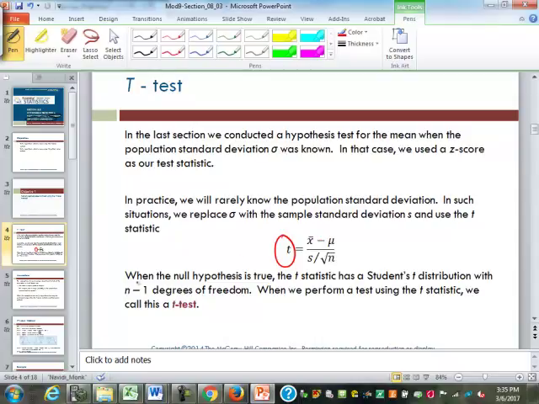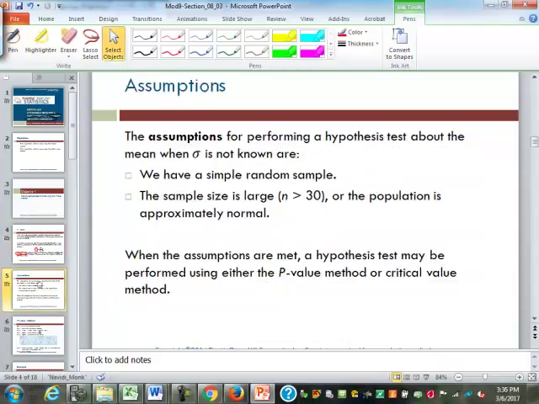And recall that in the t distribution, we have to find critical values using degrees of freedom. And there's our probabilities as well. So our p-values are going to be, we're going to have to use degrees of freedom to calculate those values. So the assumptions for performing a hypothesis test about the mean when sigma is not known are, well, we have a simple random sample, that's always assumed, and either the sample is significantly large or the population is approximately normal. So if they are met, we may use either method.